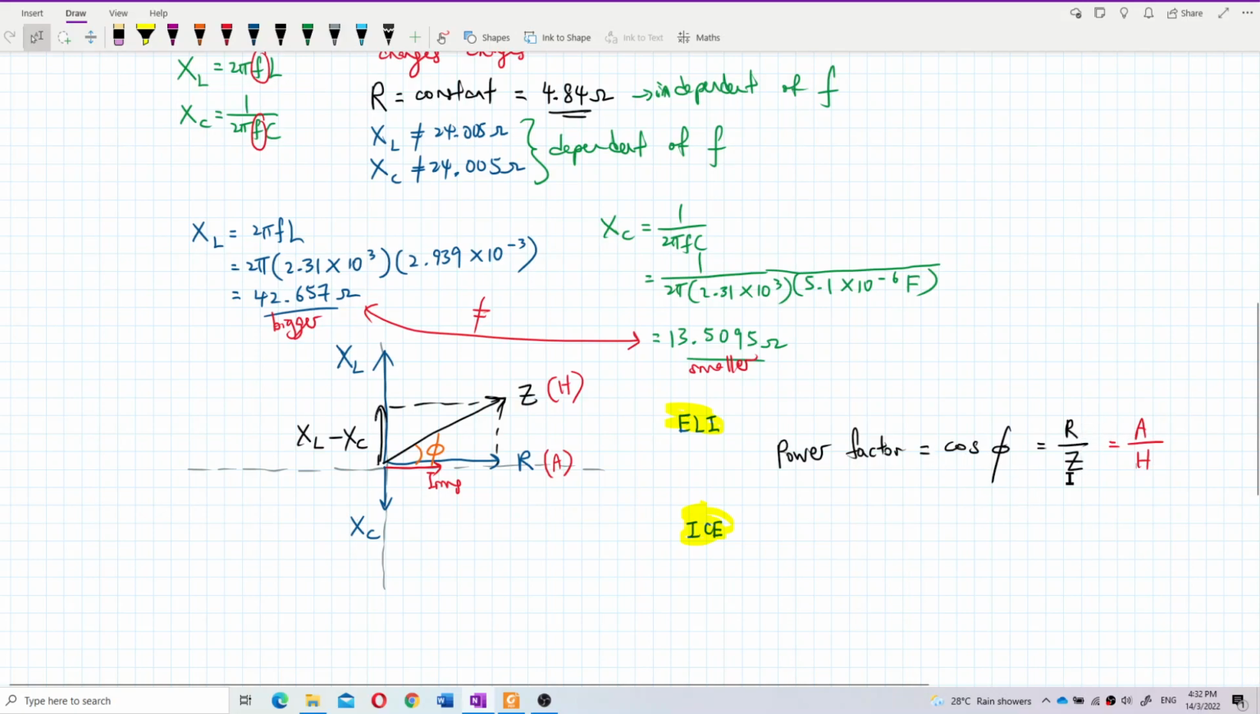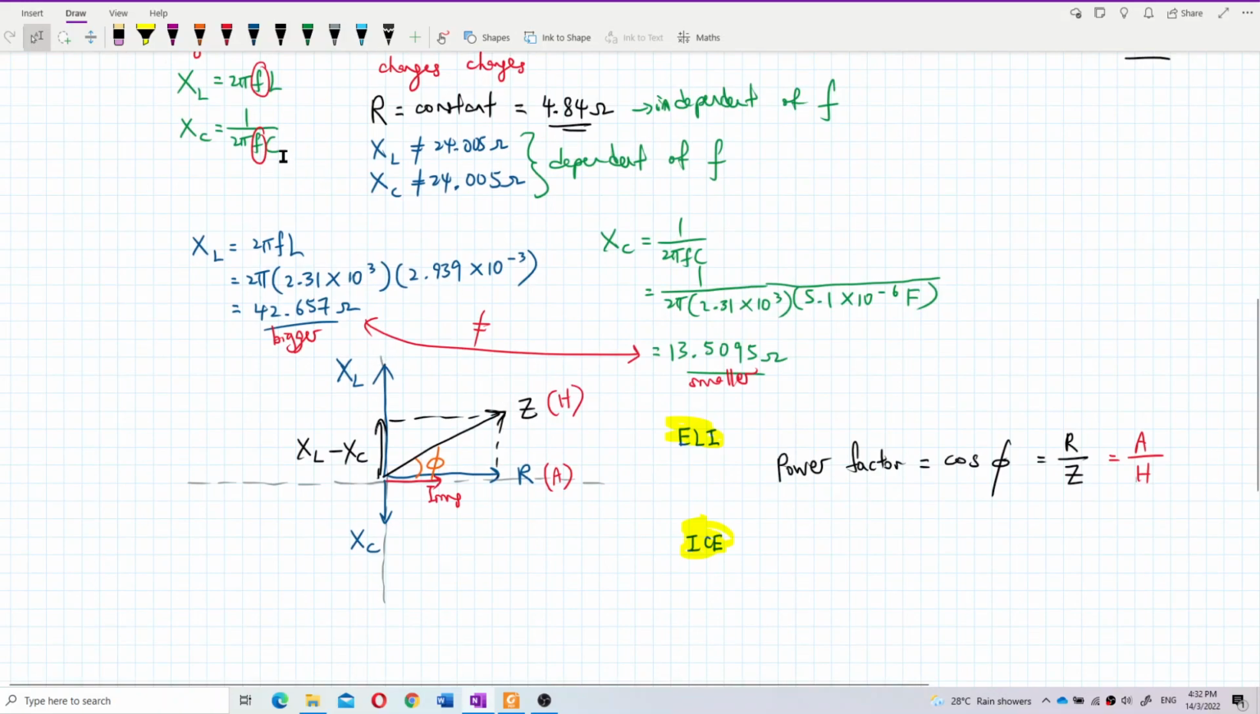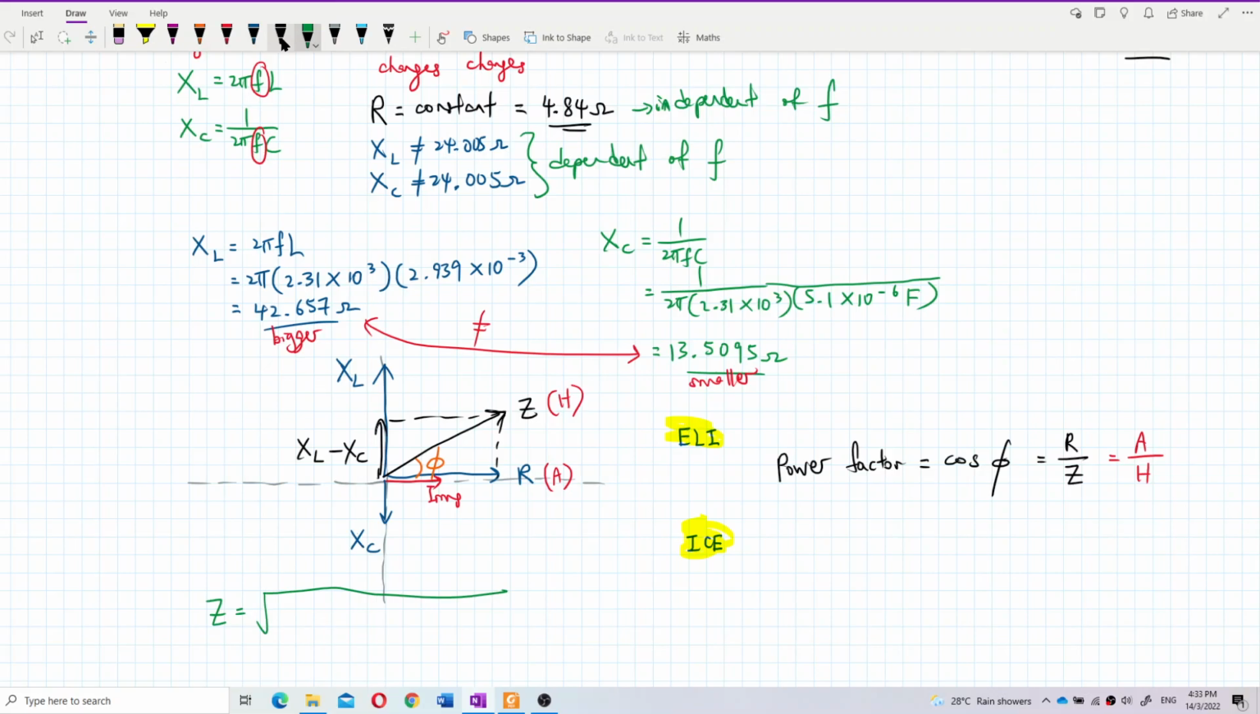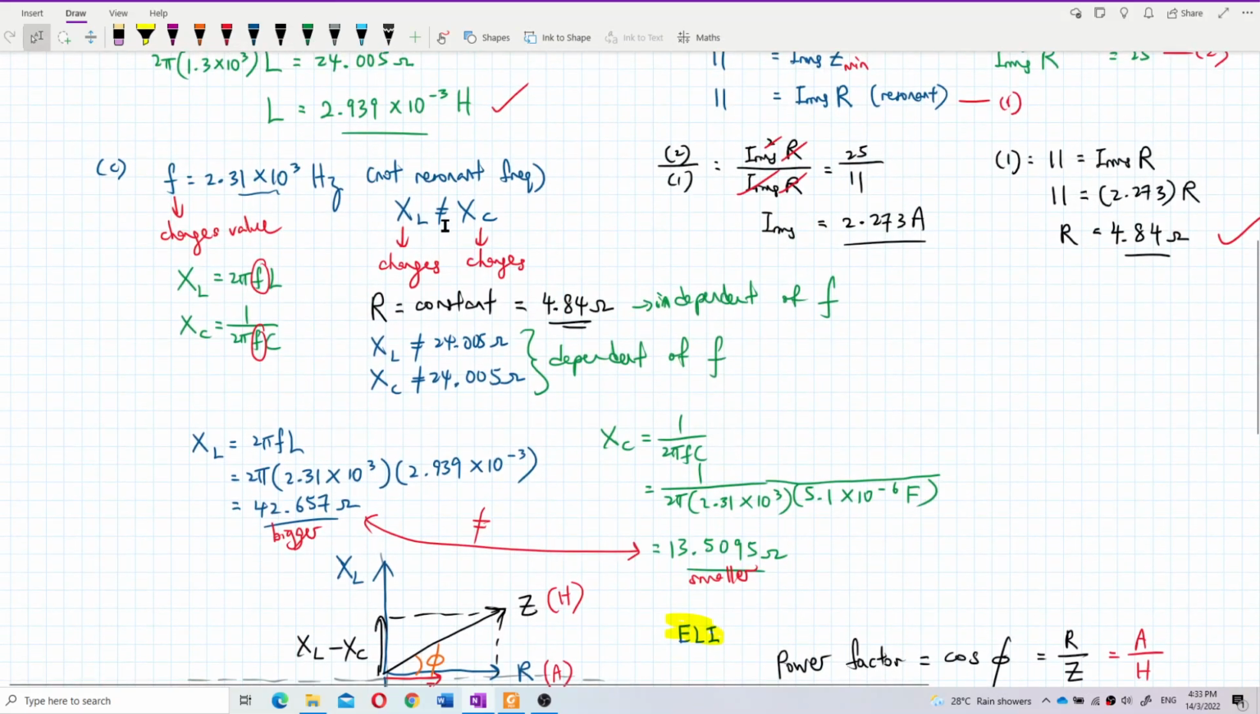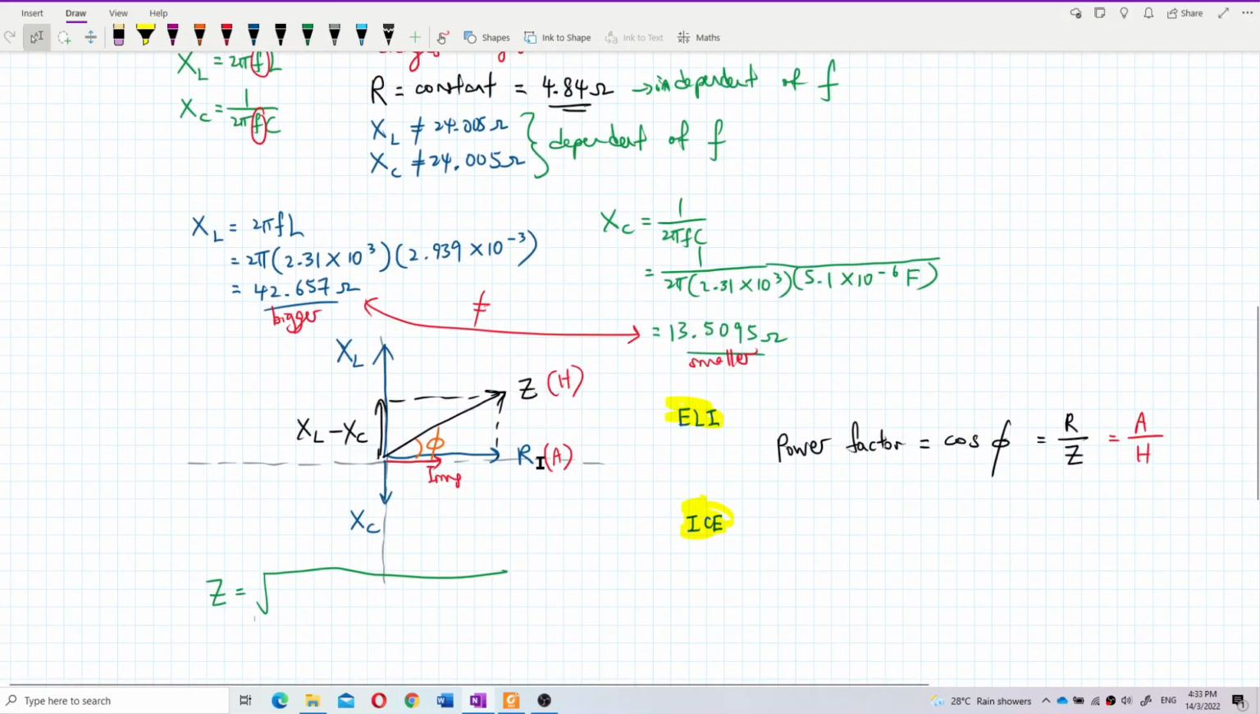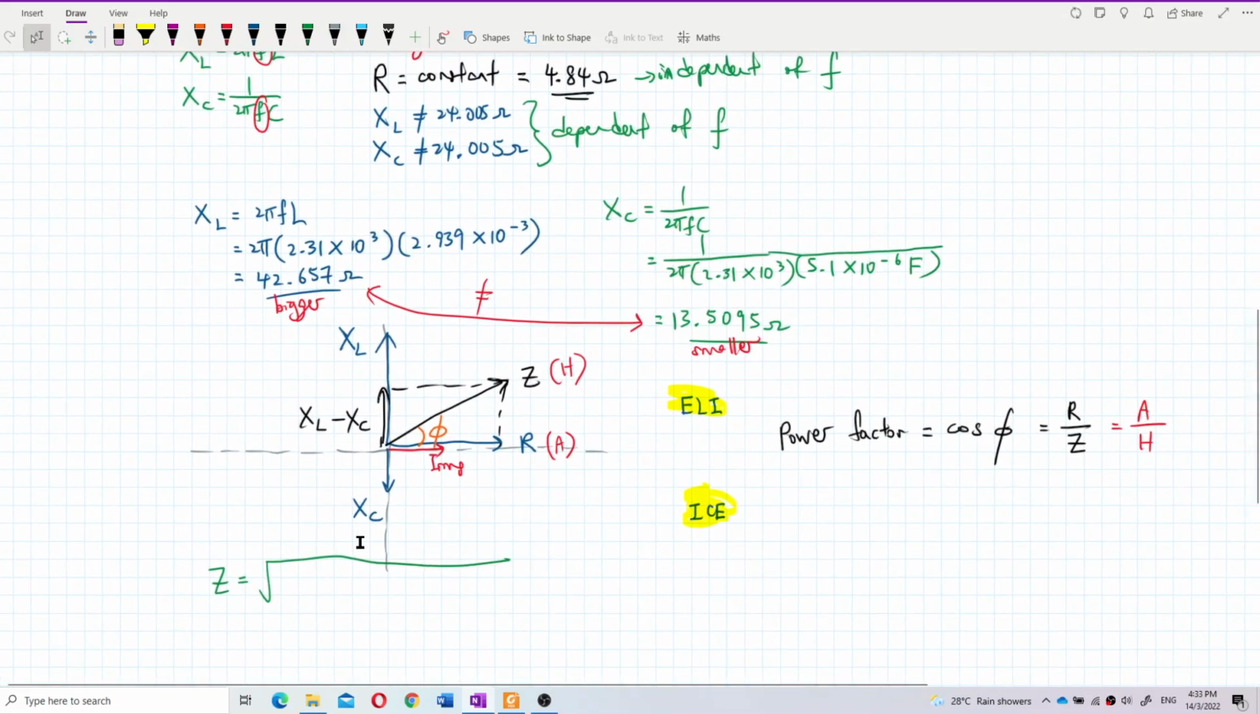Okay. Do I have the Z value first? I don't have it yet, so I need to calculate the Z value. The Z value is not R anymore, because it's not resonant. So Z is not R. You need to calculate it using the Pythagoras theorem.